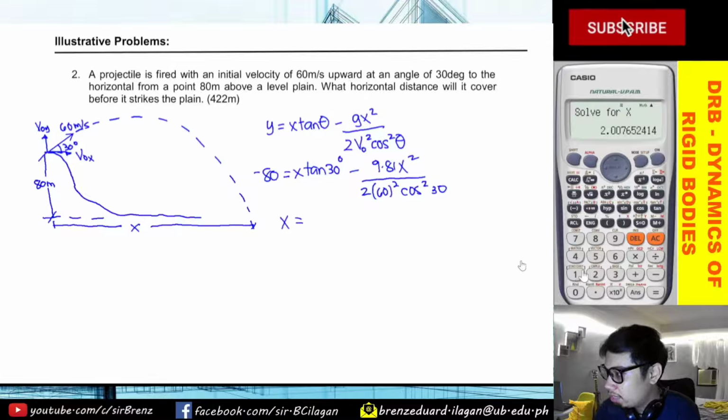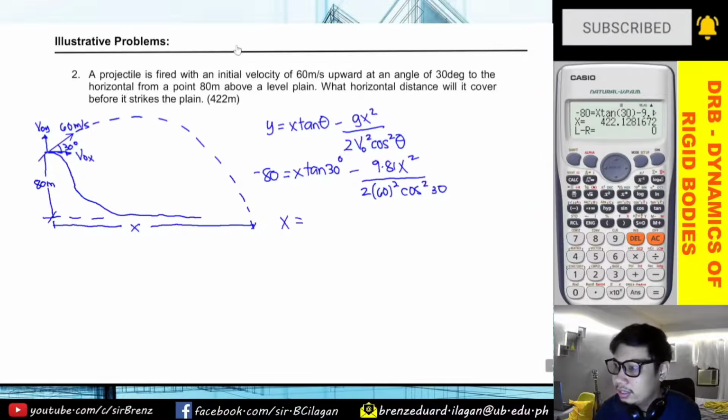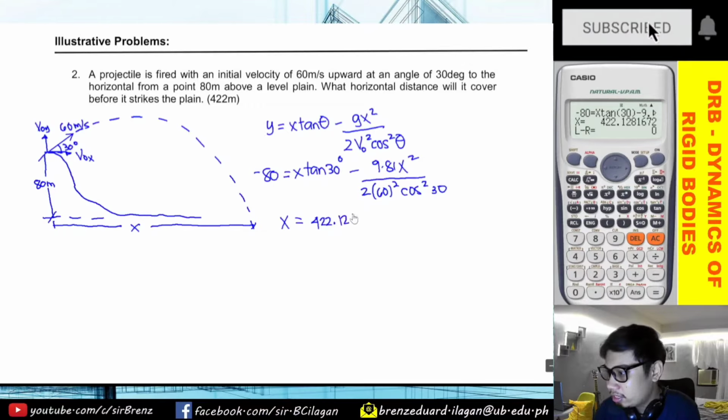So, lagyan lang natin ng positive value. Let's just say na 200 siguro. So, the answer is 422.1282. Dali lang, direct substitution lang. Ganyan lang kaikli yung solution.